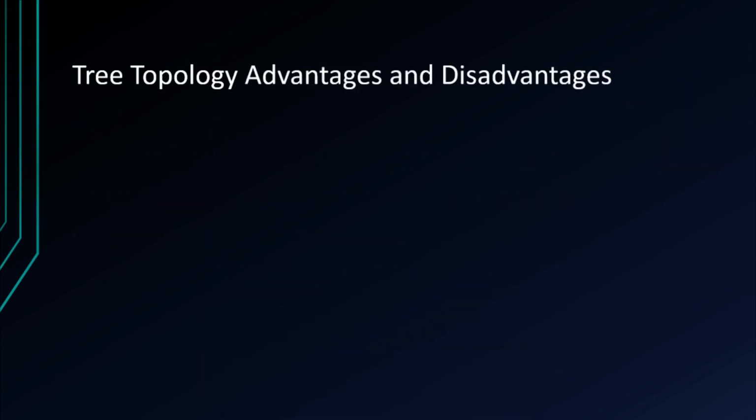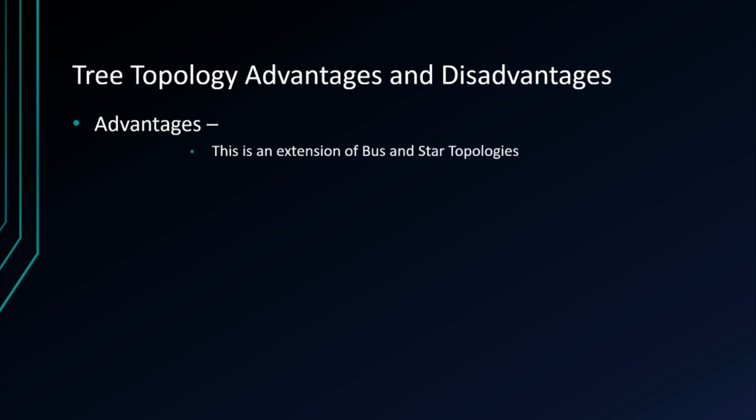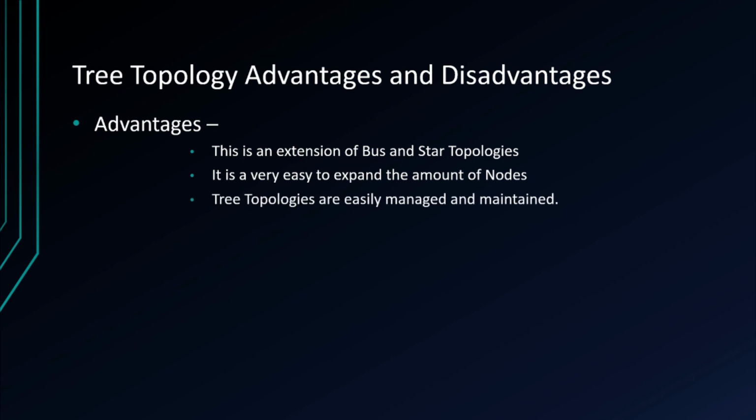So let's talk about tree topology, advantages and disadvantages. Advantages: it's an extension of the bus and star topologies. It's very easy to expand the amount of nodes. Tree topologies are easily managed and maintained, and error detection is very straightforward.